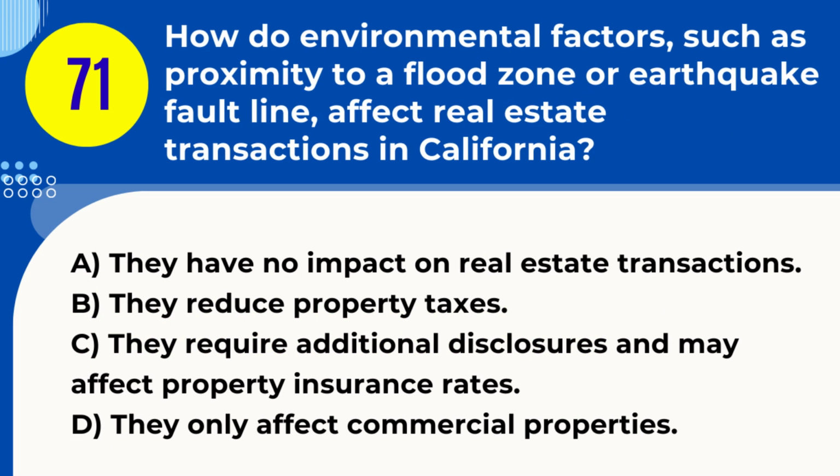Question 71. How do environmental factors, such as proximity to a flood zone or earthquake fault line, affect real estate transactions in California? A. They have no impact on real estate transactions. B. They reduce property taxes. C. They require additional disclosures and may affect property insurance rates. D. They only affect commercial properties.